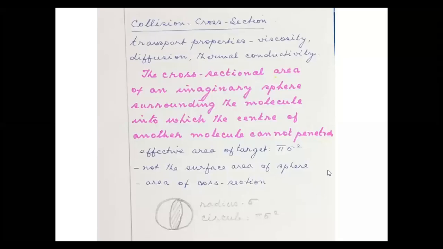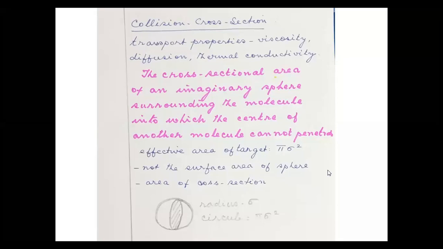So the collision cross section is the cross-sectional area of an imaginary sphere surrounding the molecule into which the center of another molecule cannot penetrate. Which is pi sigma square.